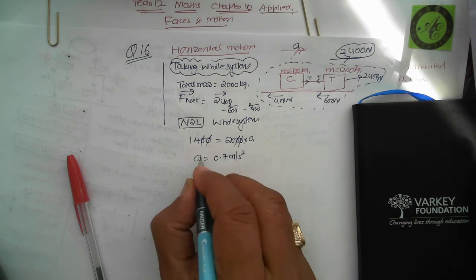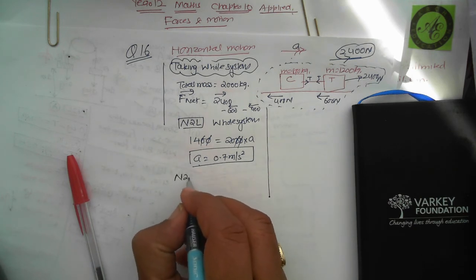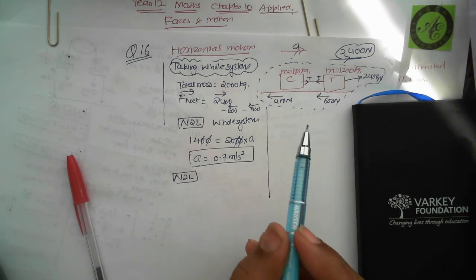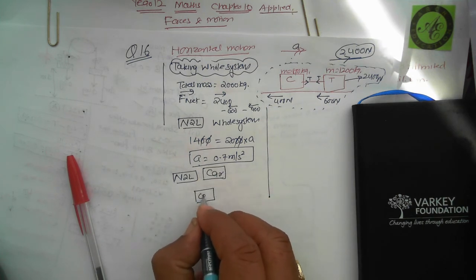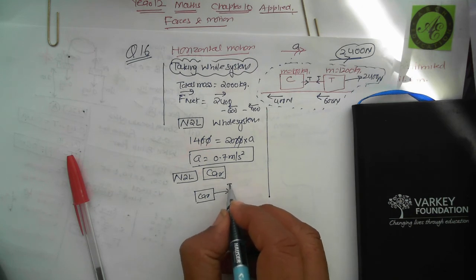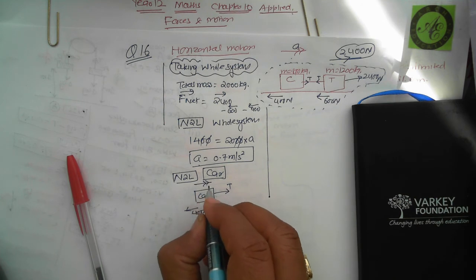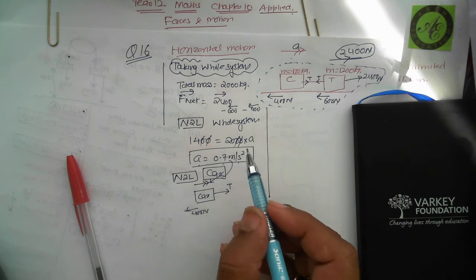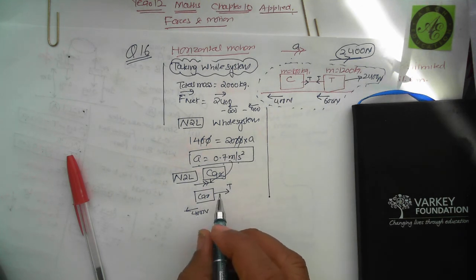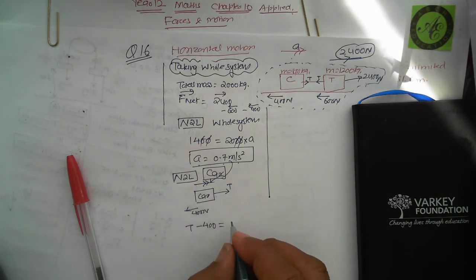Now what do you do from here, guys? You can take Newton's second law for either of the two bodies. Let's take the car, just for the sake of it. Let's make the diagram for the car. What are the forces acting on it? There's a tension in this direction, there's 400 newtons in this direction, and the acceleration a is 0.7 in that direction. Okay, Newton's second law: force in the direction of the motion, T, take away force against the motion, 400, is equal to the mass of the car, 800, times 0.7.